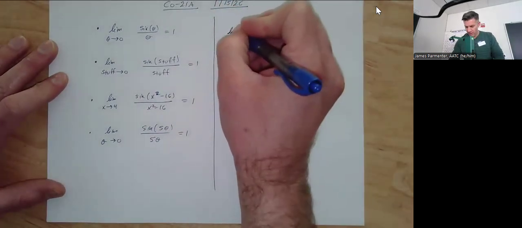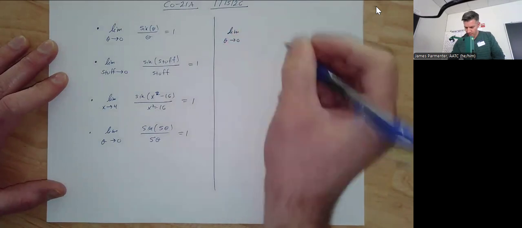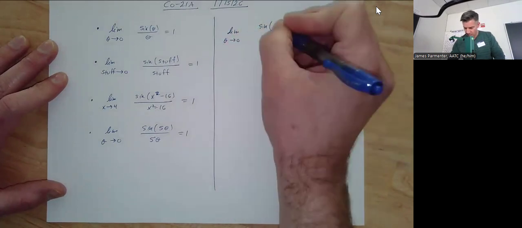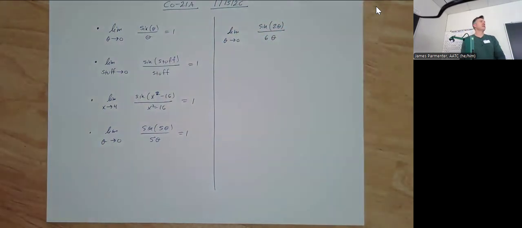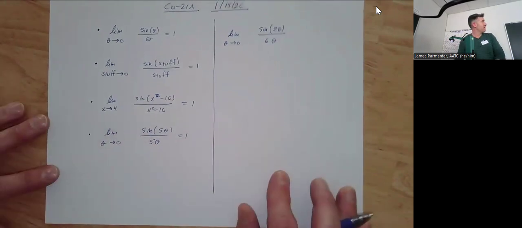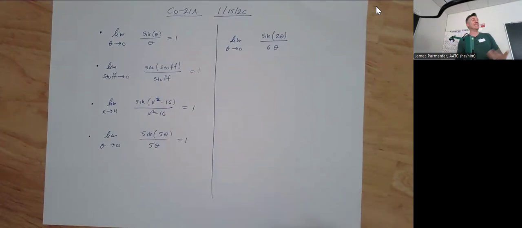On the other hand, I can use this other side of the paper here. If you start having things where you have maybe sine of 2 theta over 6 theta, we're close, but we're not quite there, right? 2 theta is getting closer to zero. 6 theta is also getting closer to zero, but they're clearly not the same. So what do we do? Well, there's a number of ways to do this. I'll show you what I think is easiest.